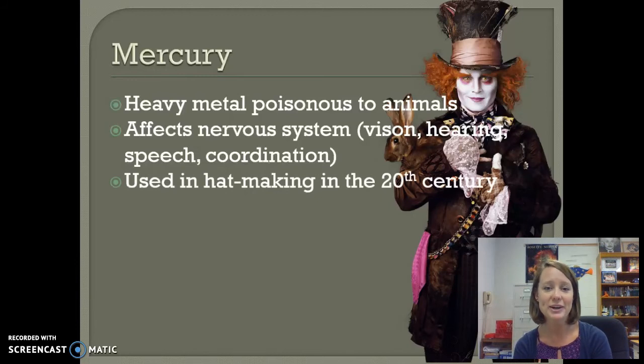Well, hat makers in the 20th century used mercury in the hat making process. There were a lot of hat makers that were considered to be insane, and they had no idea why. Now we know that it was the mercury that was used in the hat making process. That is what the character in Alice in Wonderland, the Mad Hatter's character, was based on.